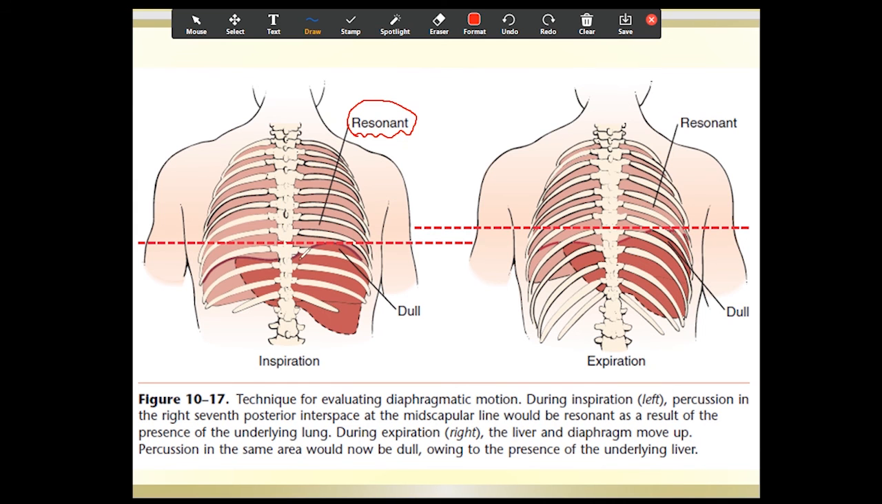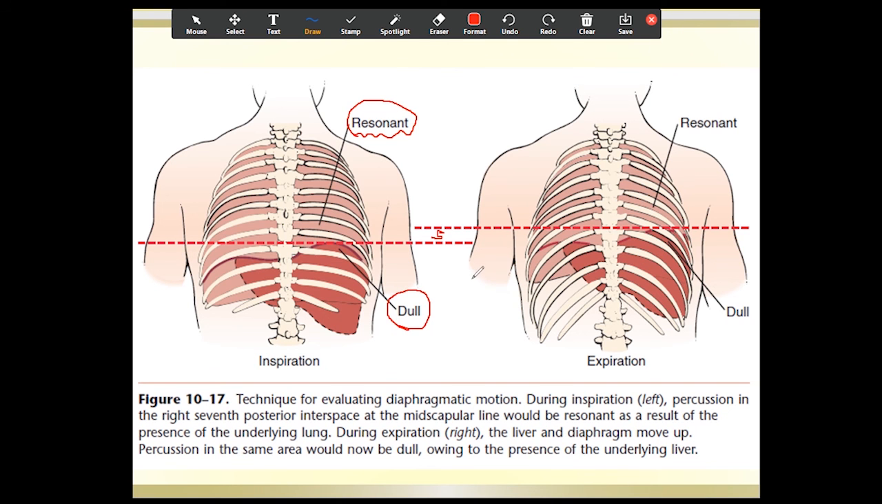And the liver is under it. The liver is a solid organ, so the sound will be a dull sound. When people breathe, they move the diaphragm upward or downward, so some change happens here. They are talking about 5 centimeters of difference, in how the sounds change.